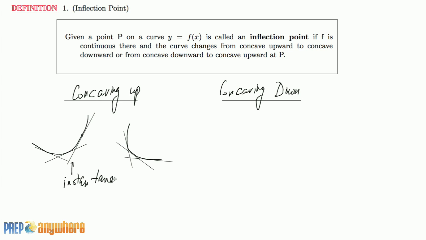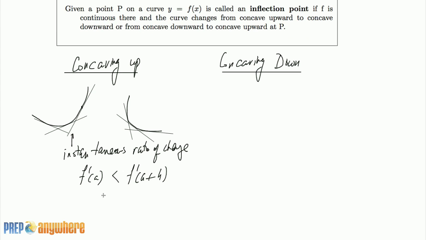Instantaneous rate of change, right? And the instantaneous rate of change is represented by this, F prime at A. If it is true that F prime at a little bit bigger than A is always increasing for all values of A, then we say it's concaving up. Okay? Then it's concaving up. That's the formal equation version, and this is the picture version.